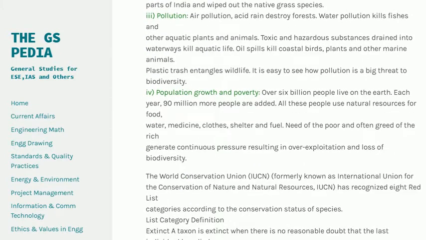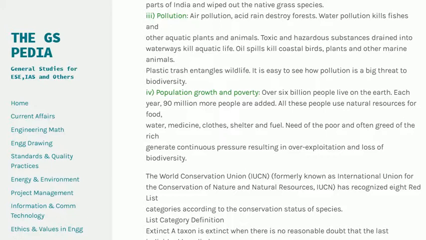Air pollution: acid rain destroys forests. Water pollution kills fishes and other aquatic plants and animals. Toxic and hazardous substances drained into waterways kill aquatic life. Oil spills kill coastal birds, plants and other marine animals. Plastic trash entangles wildlife. It is easy to see how pollution is a big threat to biodiversity.